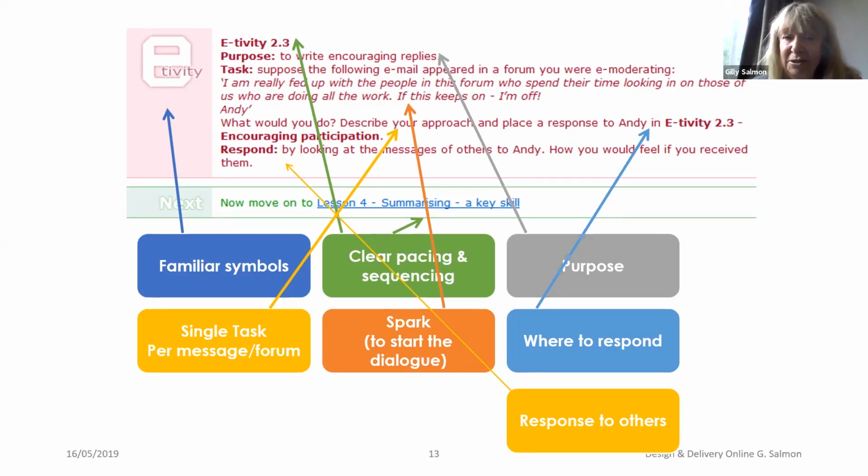And then, of course, it's always important with the pacing that you get people to move on. So this is move on to lesson 4, summarising, which is a key skill. So I think you get the anatomy of what you're designing.